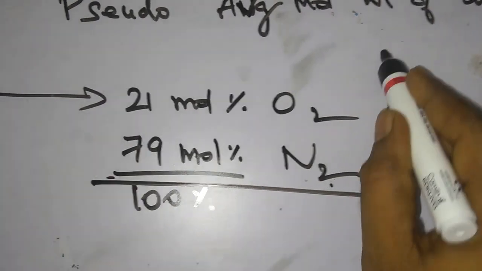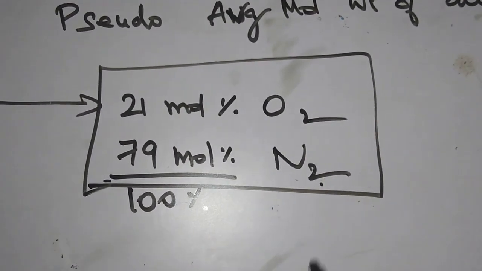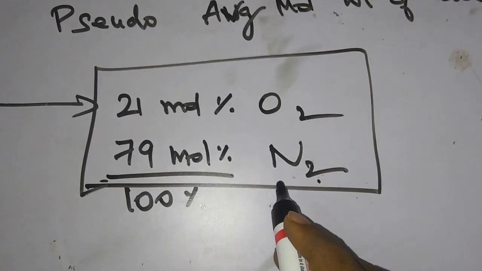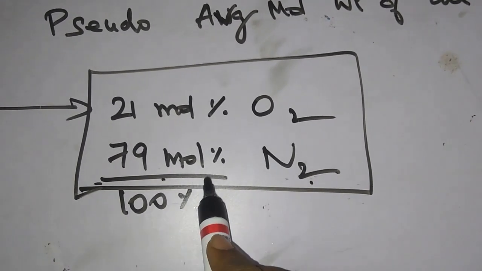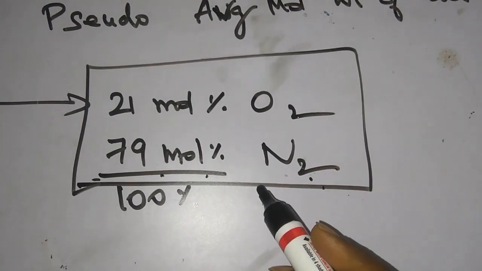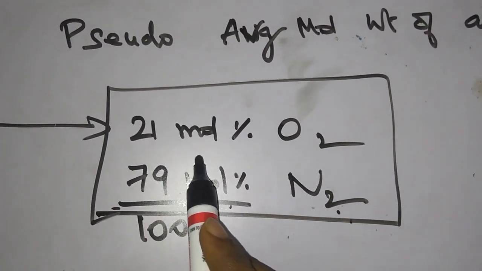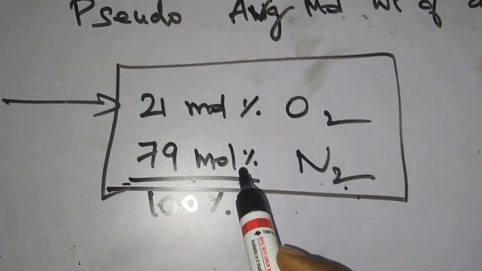So for all engineering calculation purposes, even in thermodynamics, in this course, or in the mass transfer course which we are going to study later, we are going to consider air to contain 79 mole percentage of nitrogen and 21 mole percentage of oxygen. This is the assumption that we are making.